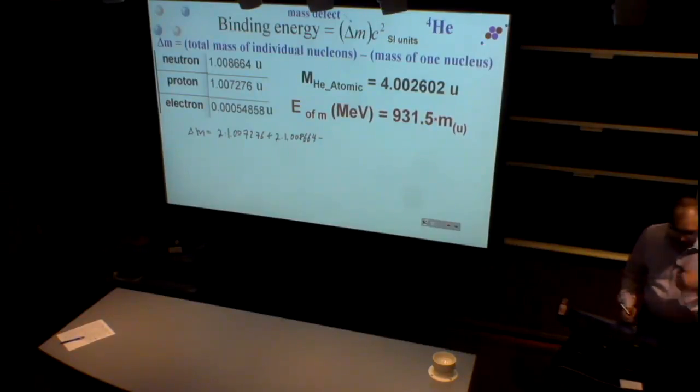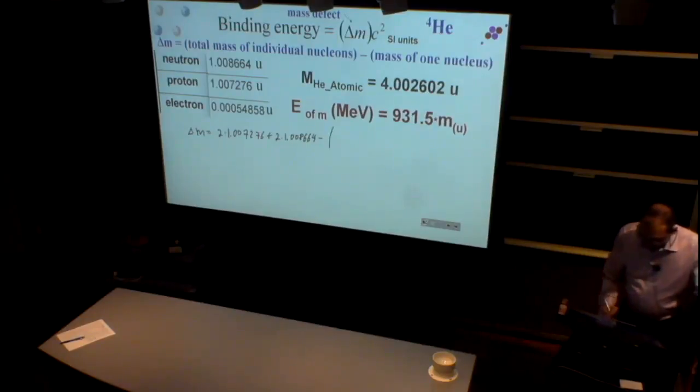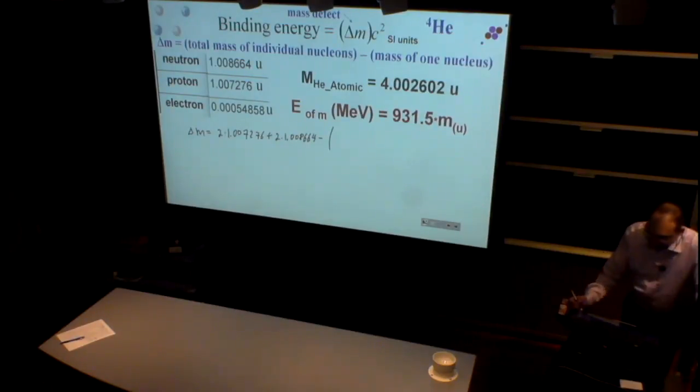And now we have to subtract what? Well, how do we get the nuclear mass from atomic mass? That's the atomic mass. And what do we need to do to that to make it the mass of a nucleus? Exactly, how many electrons? 2. So we have to subtract 2 electron masses, 0.0054858. That's going to do it. And then we can multiply this number by this coefficient.